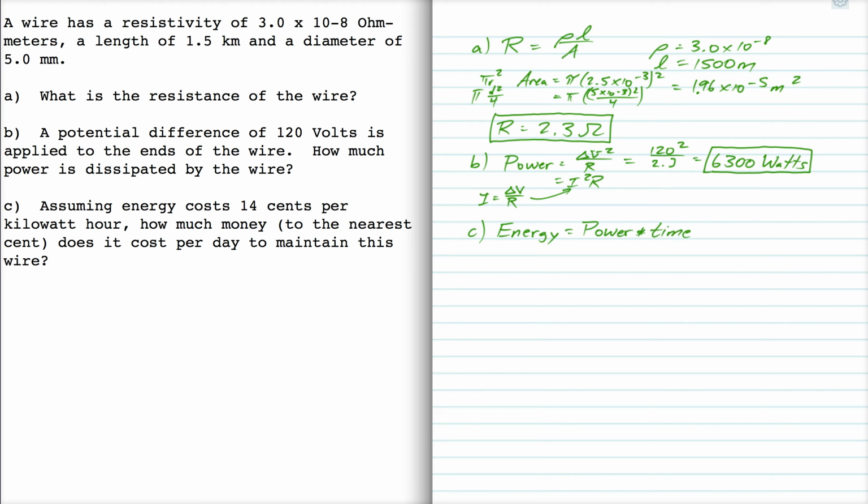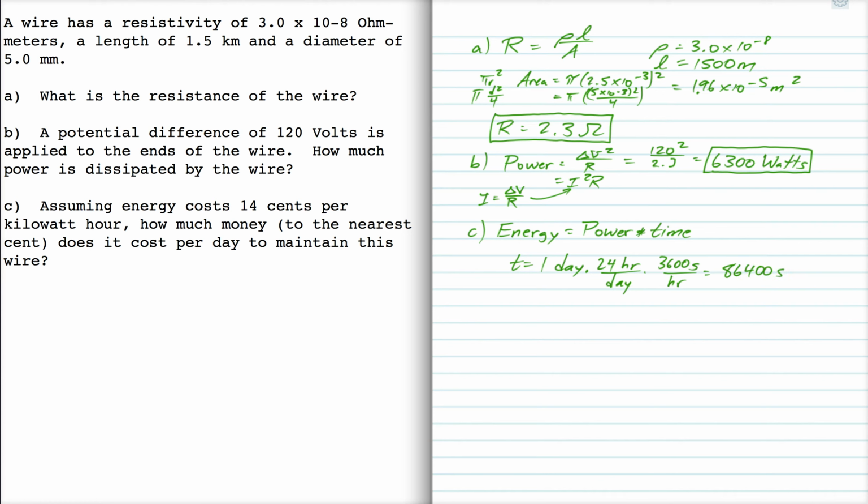Now the power we're given is 6,300 watts. That's 6,300 joules per second, so that's already in MKS units. And the time is 1 day. Well, okay, we got to convert that into MKS units, which is seconds. So there's 24 hours in a day, and there's 3,600 seconds in an hour. So that's 86,400 seconds.